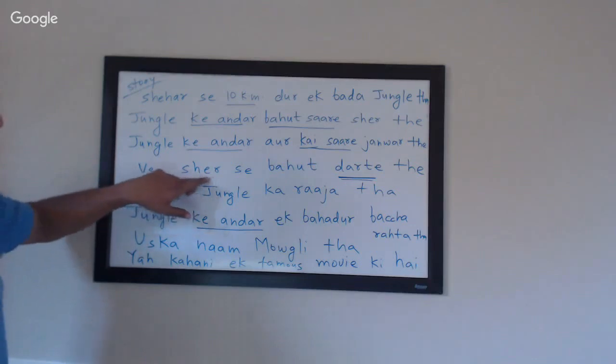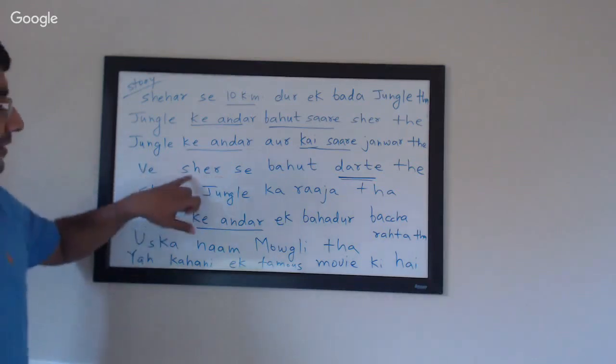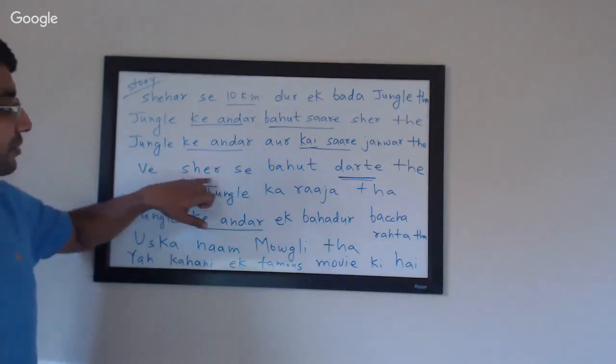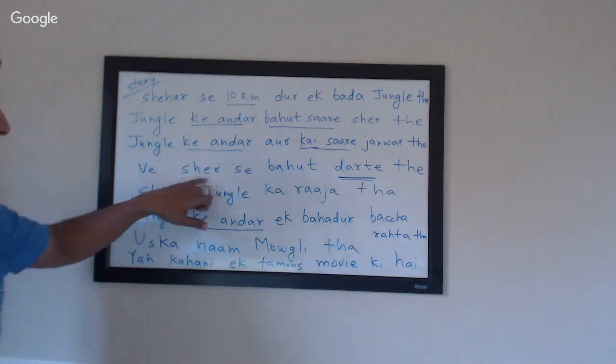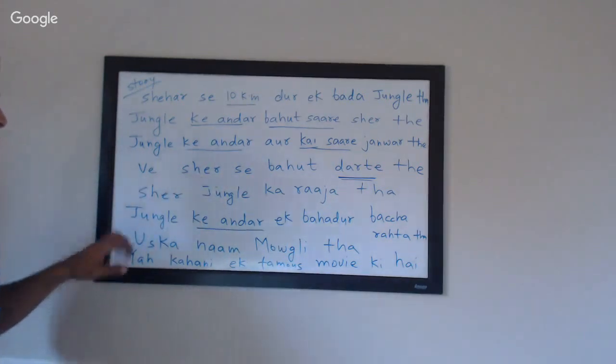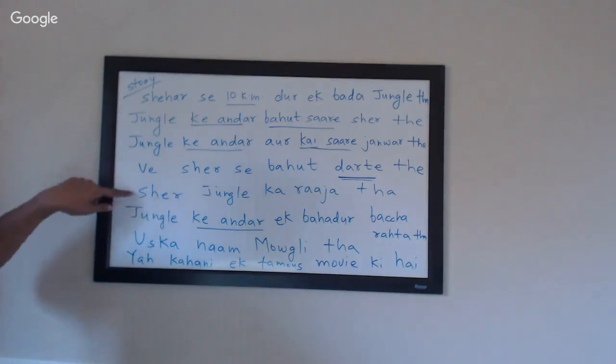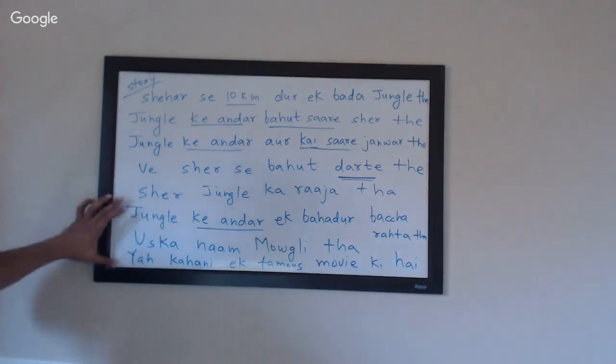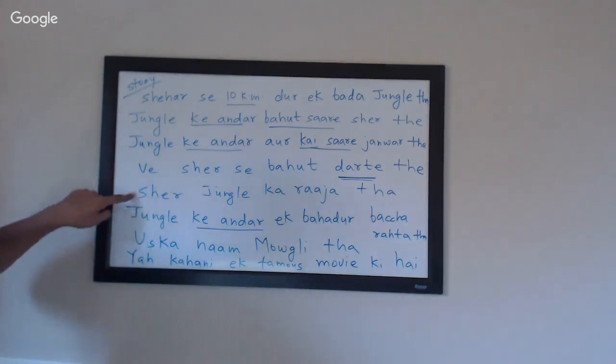They were afraid of the city. No. Of the lion. Very good, right? This is not sheher. This is sher. Right? So they were afraid of lion. Okay, next one, and then the last three Janet will do.